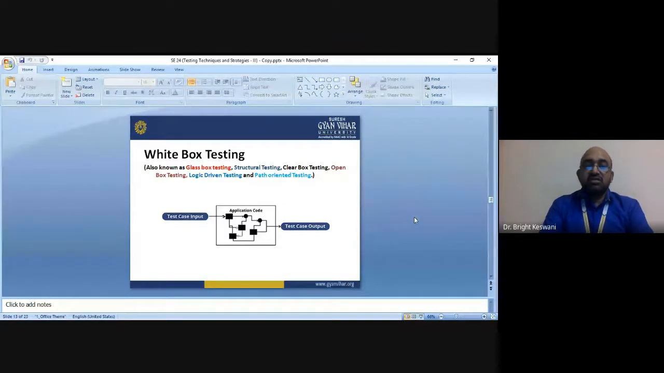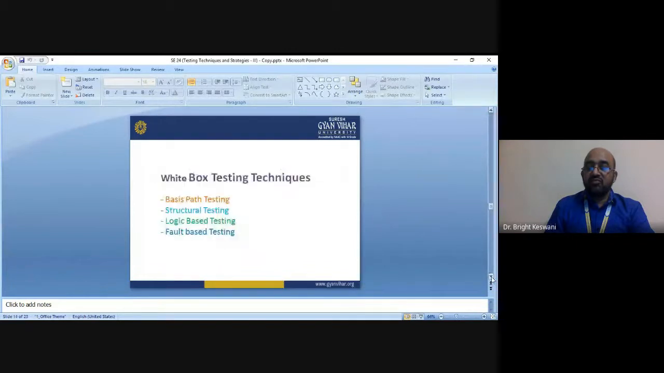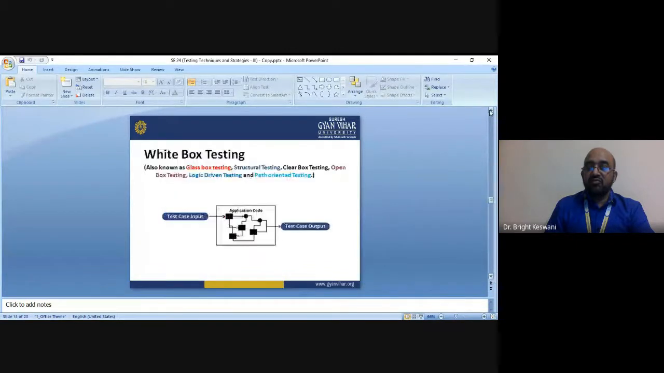Okay, so there are some advantages of white box testing and some disadvantages also. The first advantage of white box testing is that it forces the test developer to reason carefully about implementation.